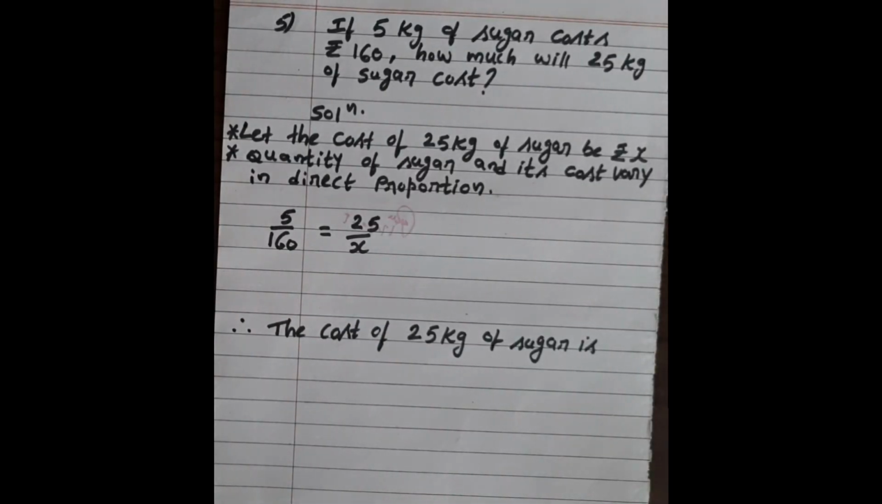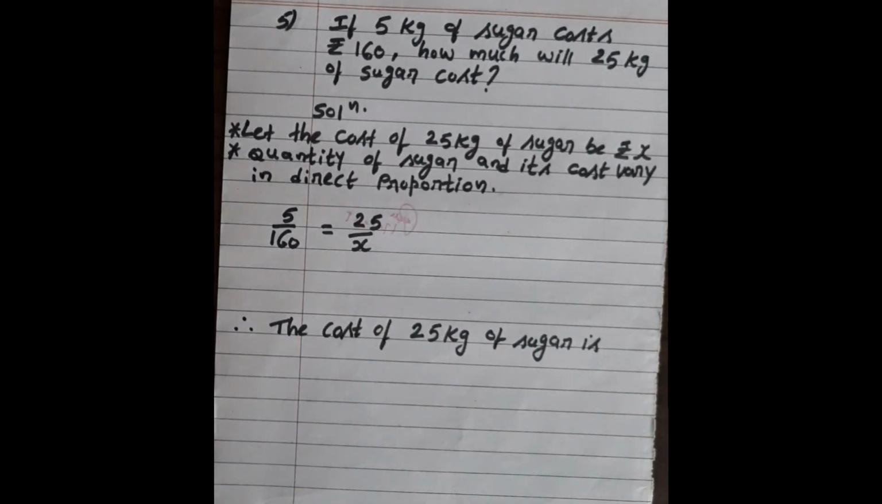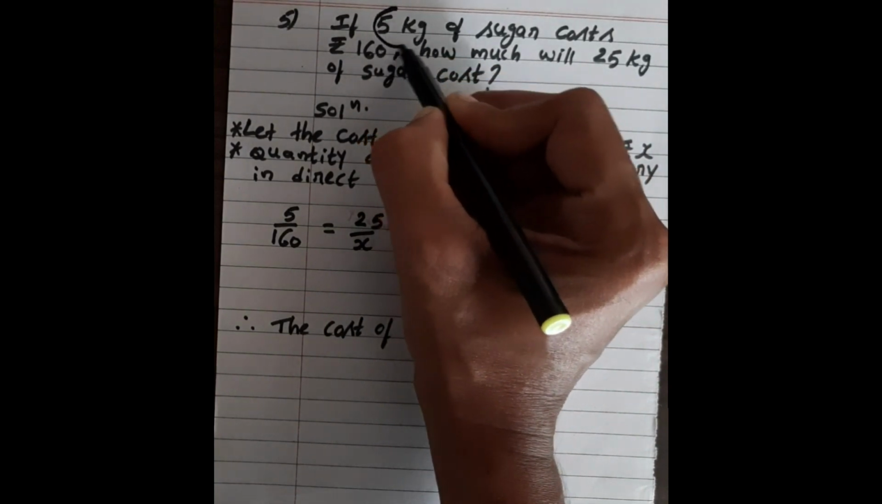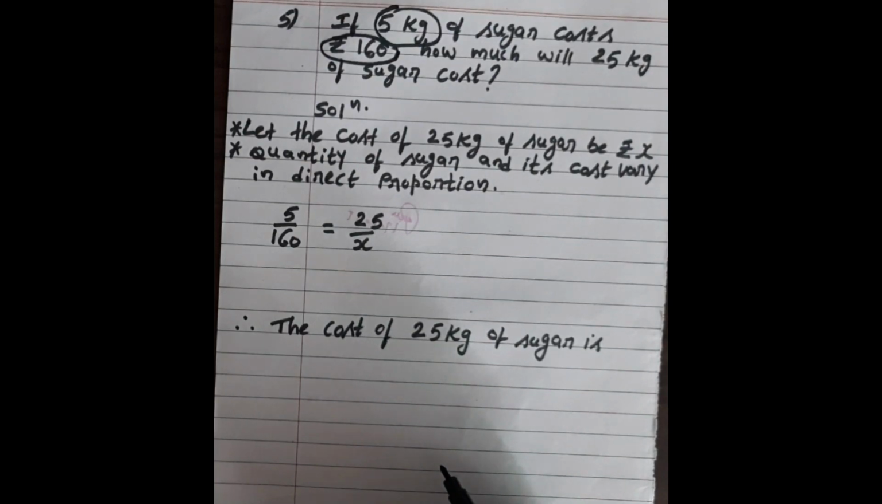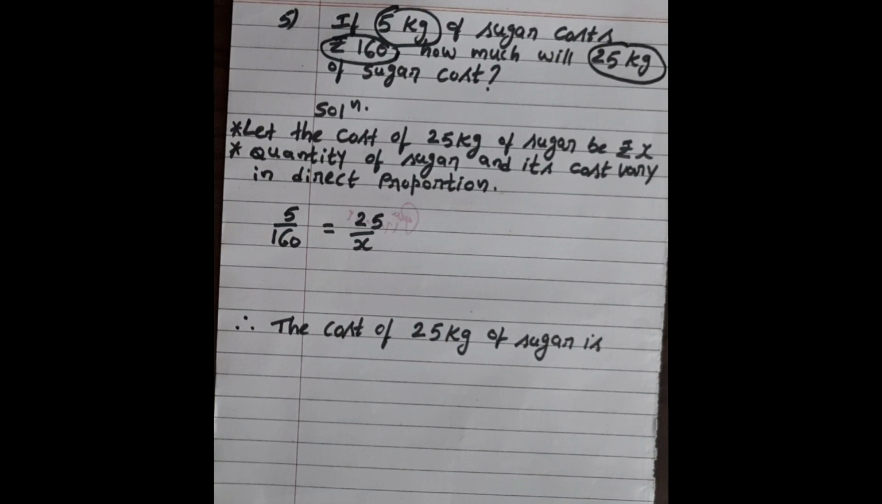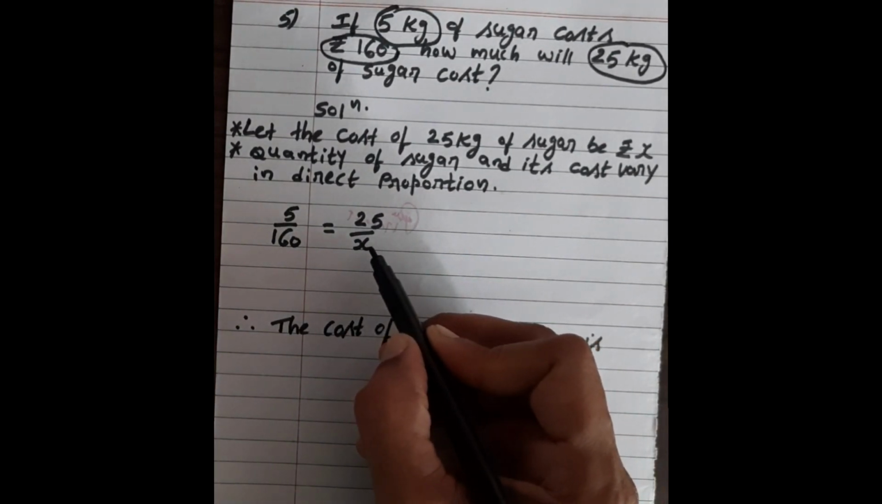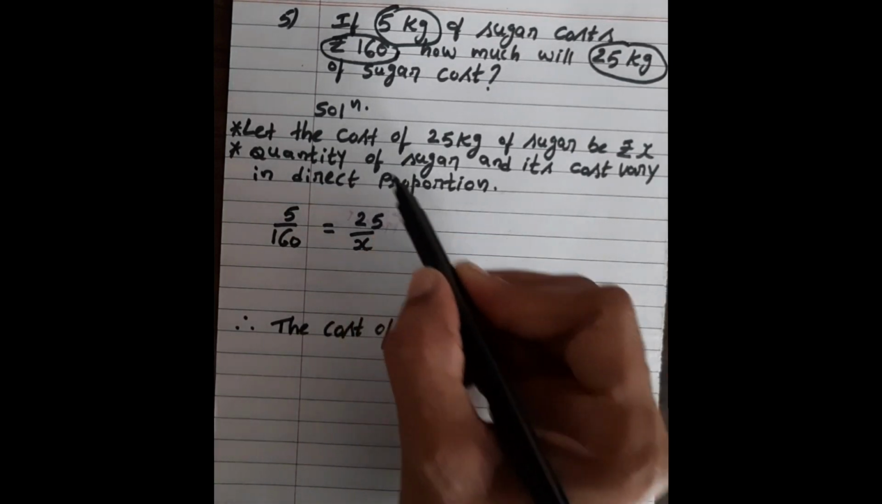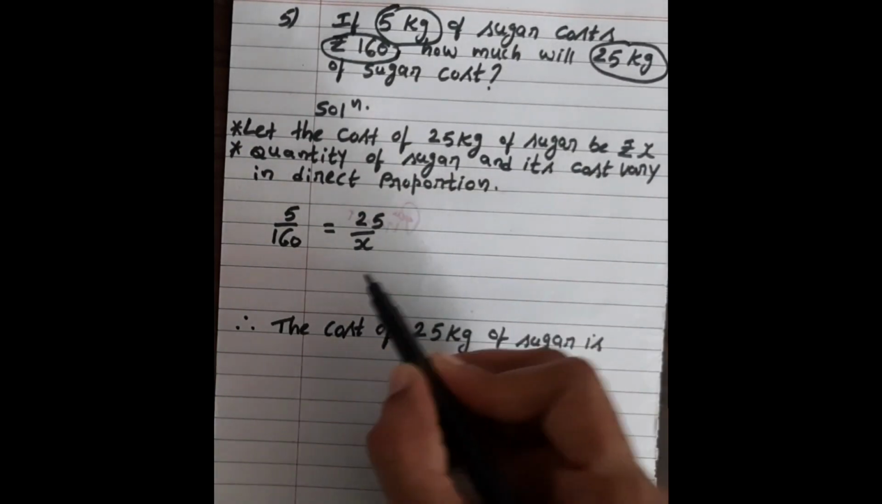Next question. If 5 kg of sugar costs rupees 160, how much will 25 kg of sugar cost? Now, meaning of the question is 5 kg sugar cost is 160 rupees. We have to find out 25 kg sugar cost is how much. That we don't know, that we have to find out. So I considered it as X. Okay. And here, let the cost of 25 kg sugar be X, that I have written over here.